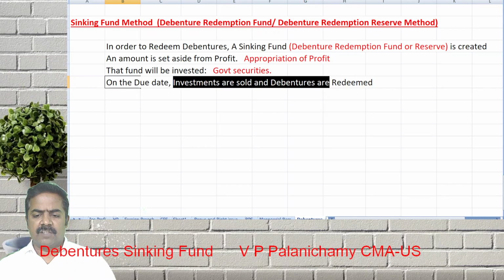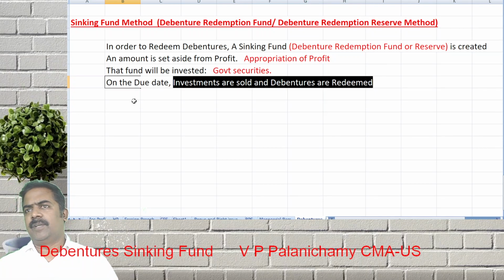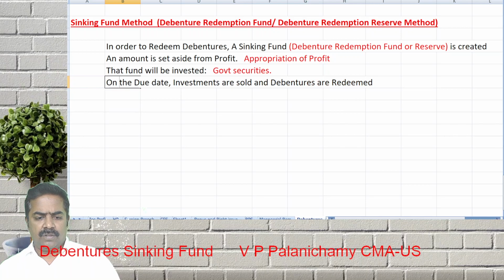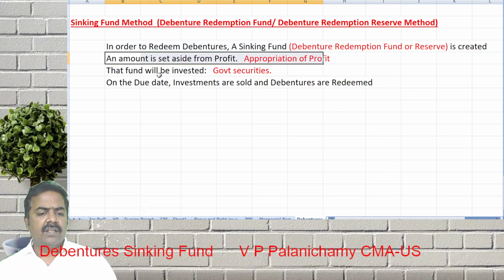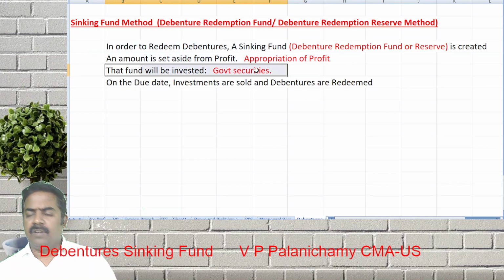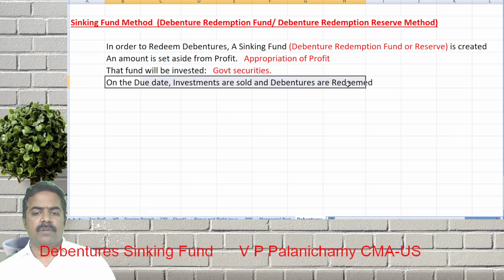On the due date, the money you have invested will be there, so sell it. Using that money you redeem the debentures. So take profit every year, create a fund, and invest it in government securities. On the due date the investments are sold so that you can redeem the debentures without any pain.